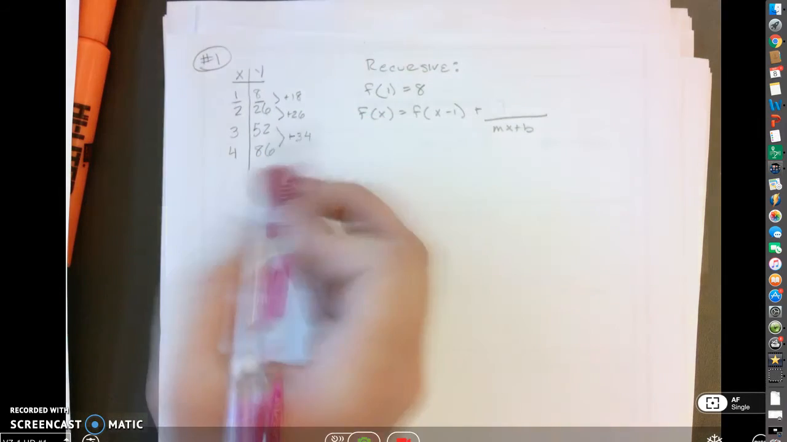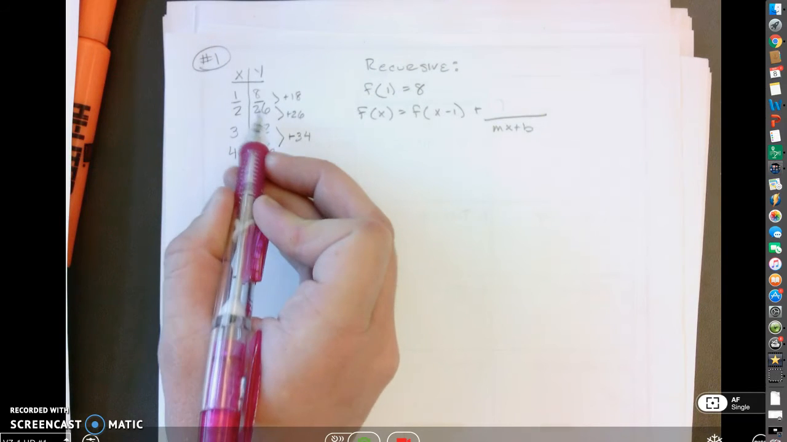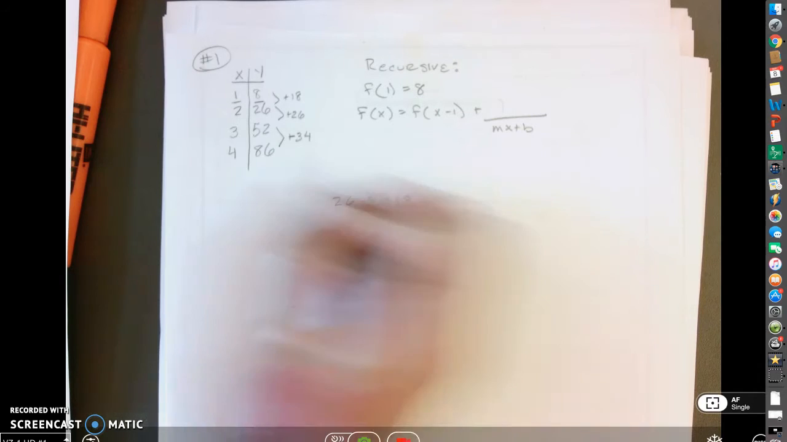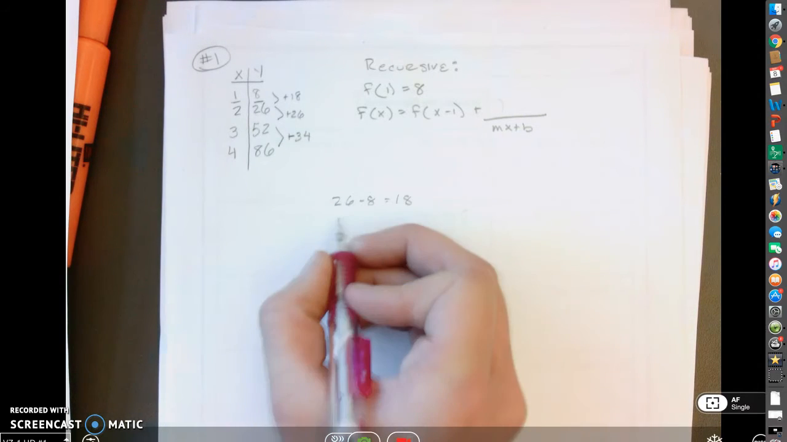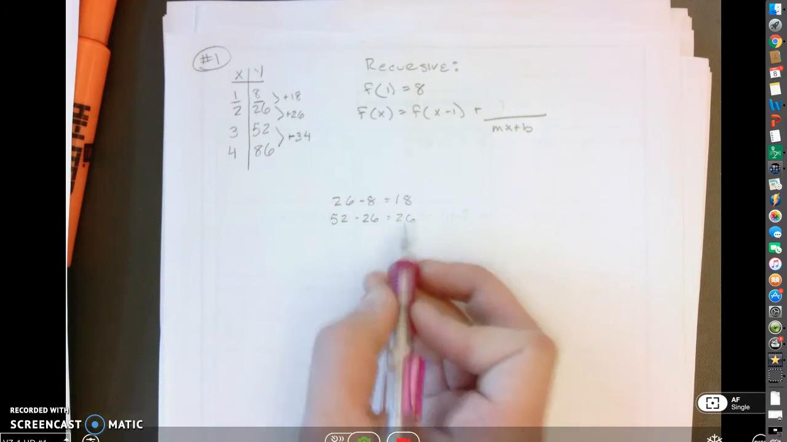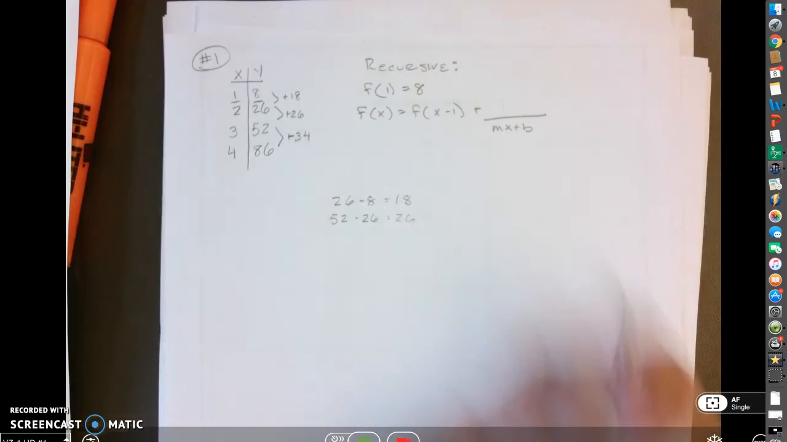If you don't know how to do that, take this number 26 and do 26 minus 8. You'll get 18. Then do 52 minus 26, and you'll get 26. So that's how I get these numbers right here. Okay, so that's our first difference.